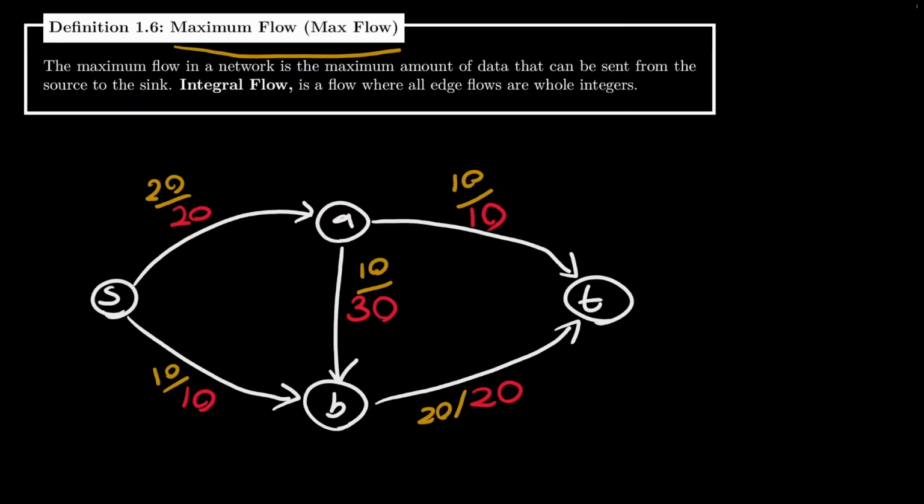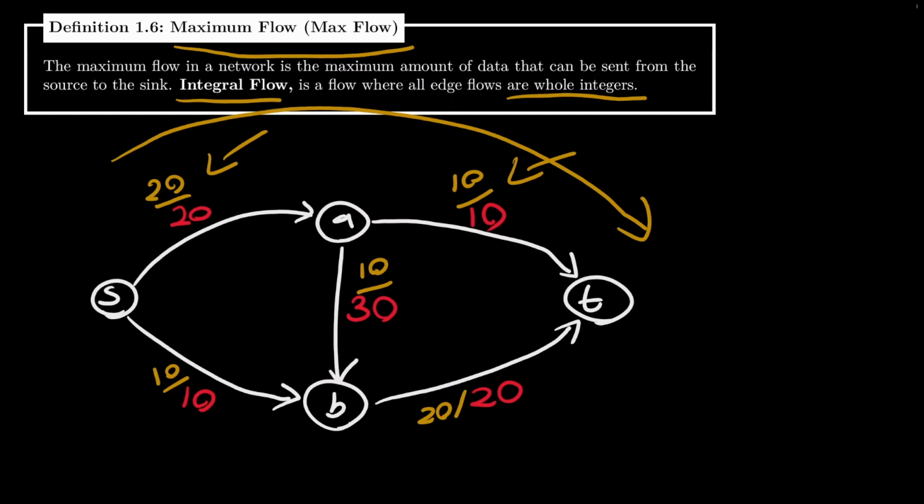A maximum flow, or a max flow, is the maximum possible flow that can be achieved within a graph. The second term we have to be concerned with is an integral flow. This is just to say that the flows that are used are all whole numbers. This is a maximum flow, and this is what an integral flow is. Again, a maximum flow is the maximum possible flow that can be achieved in a graph.